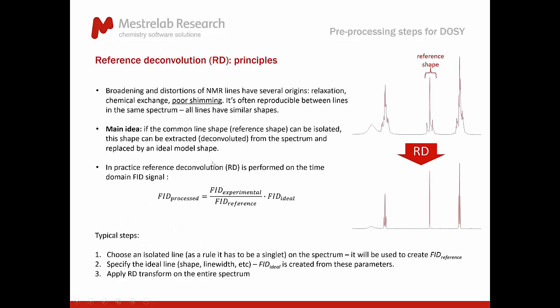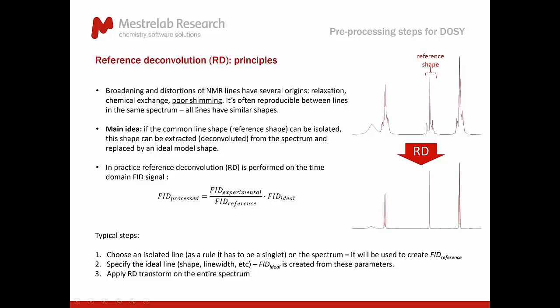The idea of reference deconvolution is, if you have a very bad spectrum with broad lines, most likely it is because you did a pretty bad shimming. This is a specifically very bad, artificially bad case. You not only have a shimming problem, you also have a bit of sidebands. I think it's a mixture of acetone and ethanol. Basically the shape, which should be a singlet, is super bad in this particular example.